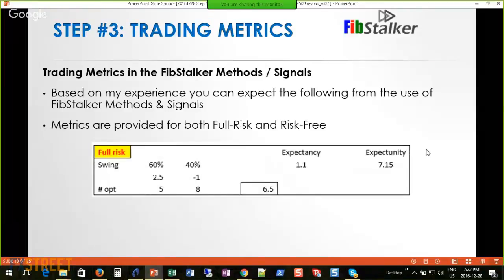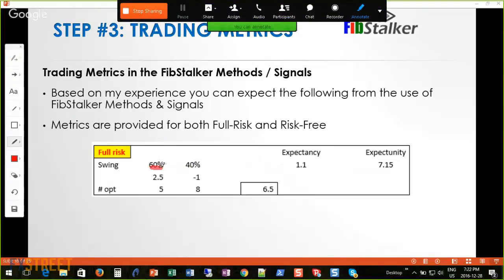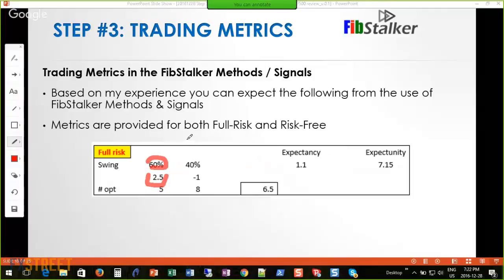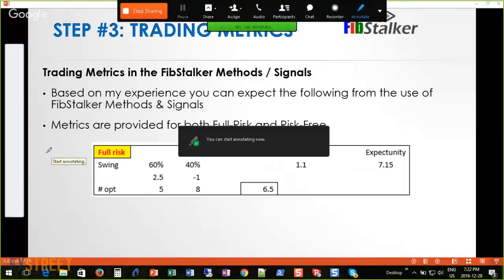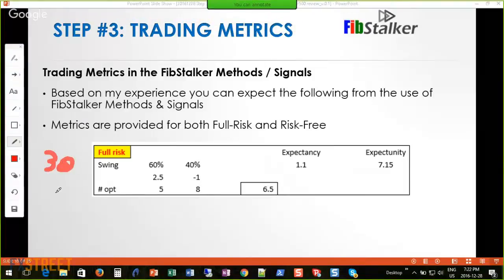So when you look at the FibStalker methods and when you use full risk on swing trades, that's the kind of reliability we have to anticipate: 60% with an average of 2.5 units of risk in gains. And whenever we lose, it's around 1 R. Sometimes we can lose 1.1 units of risk. In terms of opportunity, which is that frequency I mentioned before, we are between 5 and 8 opportunities on average per month. Sometimes they can be higher. And this is following the 30 major markets, including 4 futures and 26 forex pairs.